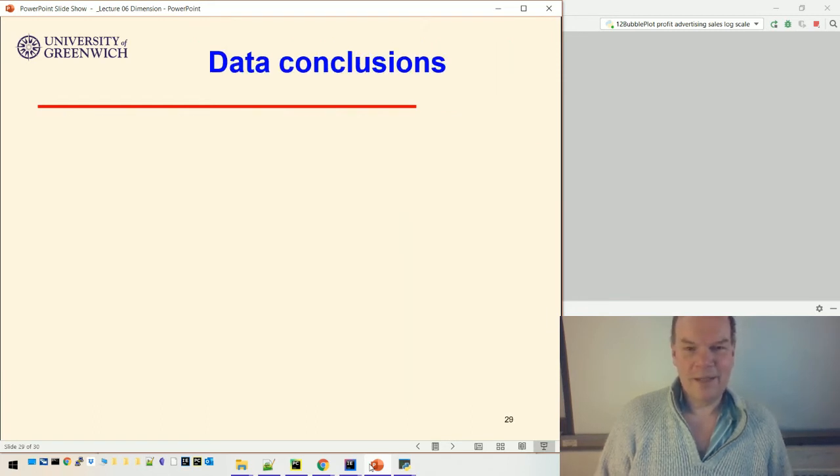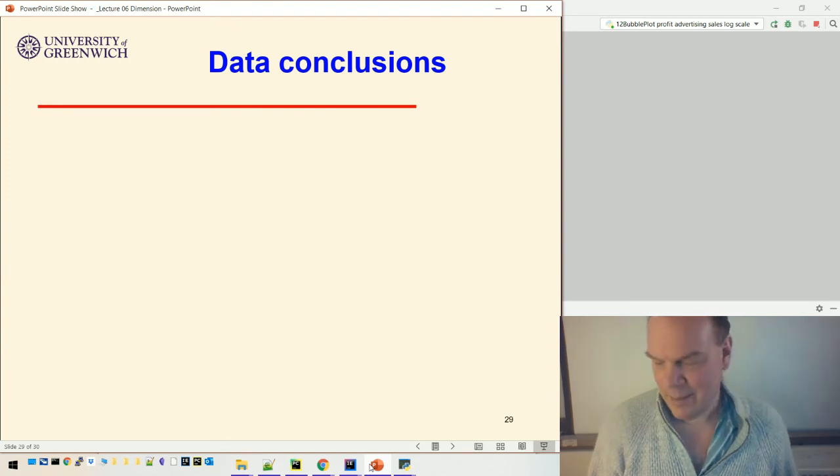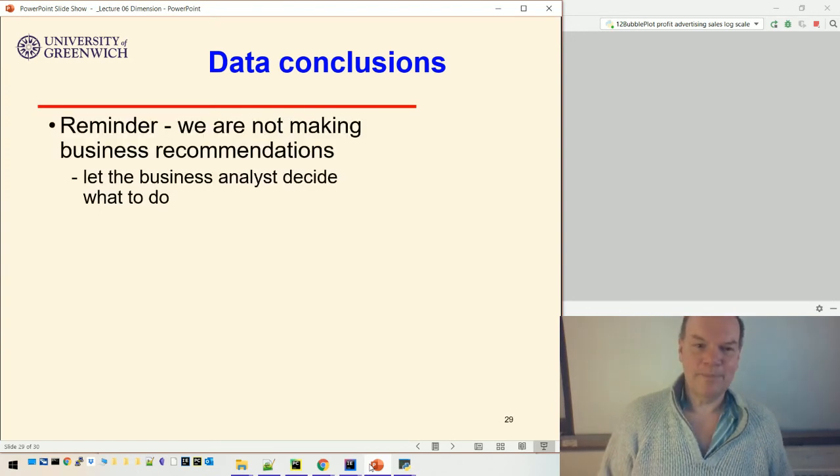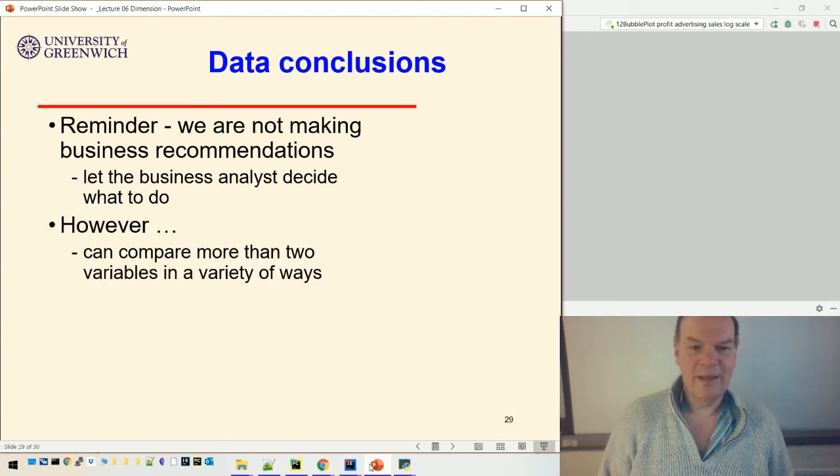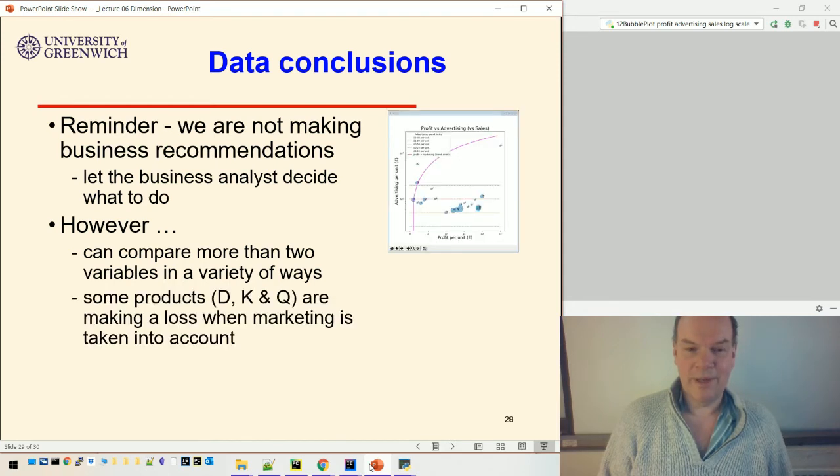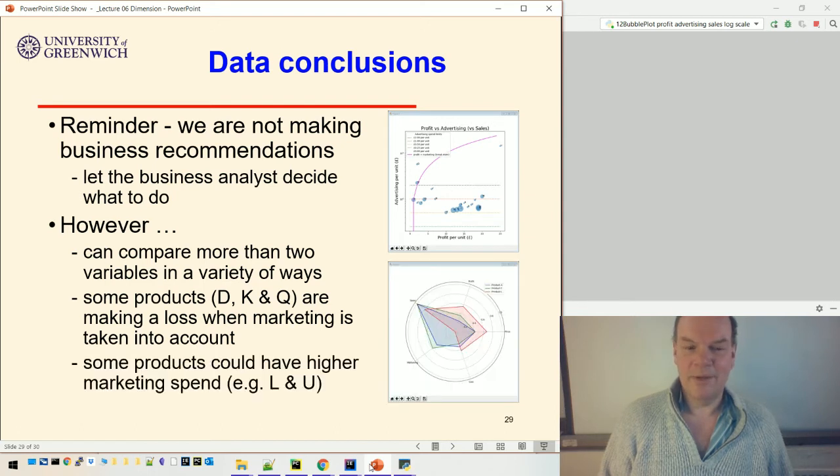So let's think about what we've seen, just to summarize the lecture then. What have we seen from the data? We're not making business decisions, but we can see that we can compare more than two variables in a variety of ways, and we can see that some products are making a loss when marketing is taken into account, and some products, e.g. L and U, could have higher marketing spend.